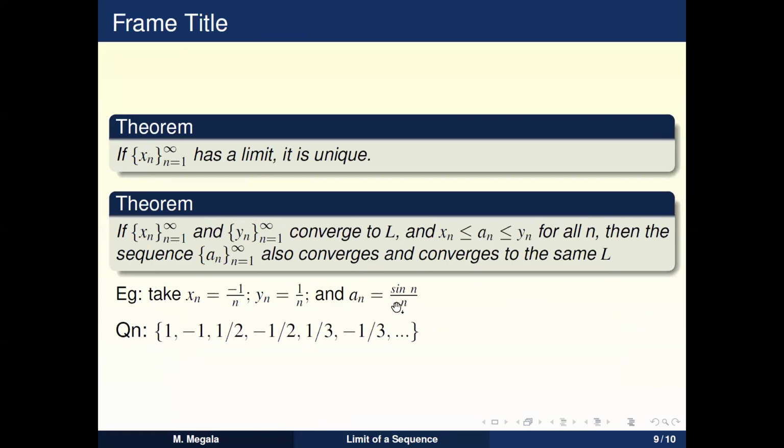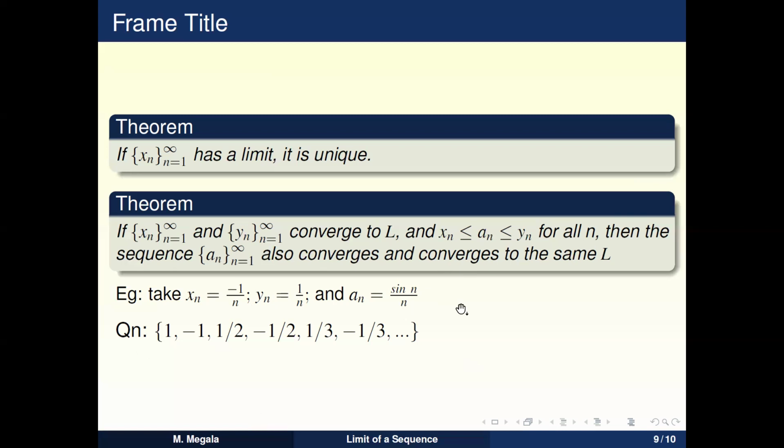So this is helpful if the sequence is kind of difficult. Like instead of working with the sin n by n sequence directly, we can bound it between minus 1 by n and 1 by n. We know sin n values are between minus 1 and 1. So minus 1 by n is less than or equal to sin n by n, which is less than or equal to 1 by n. And we know this converges to 0 and this also converges to 0. So these both converge to 0, and the in-between sequence also converges to 0.